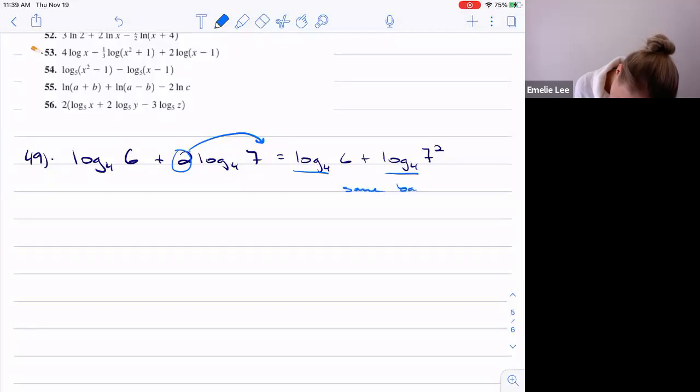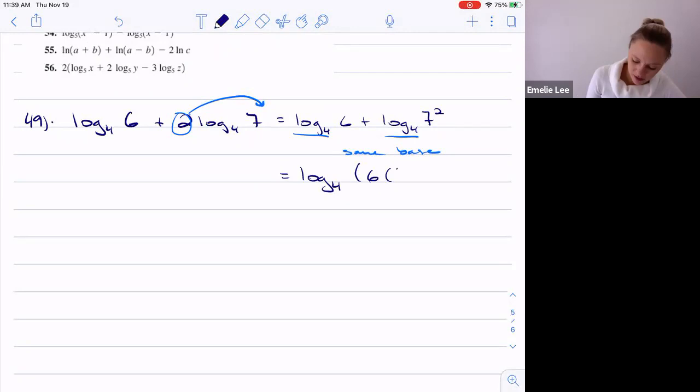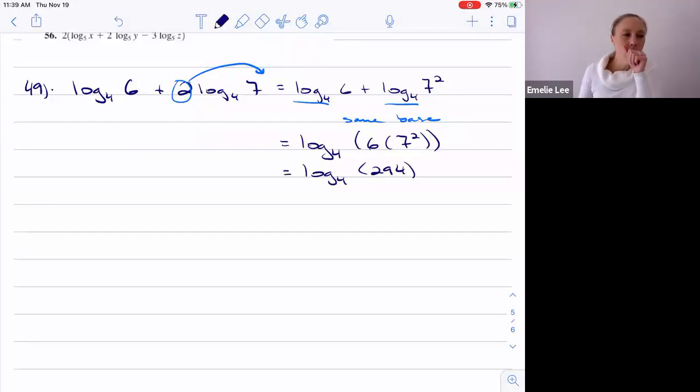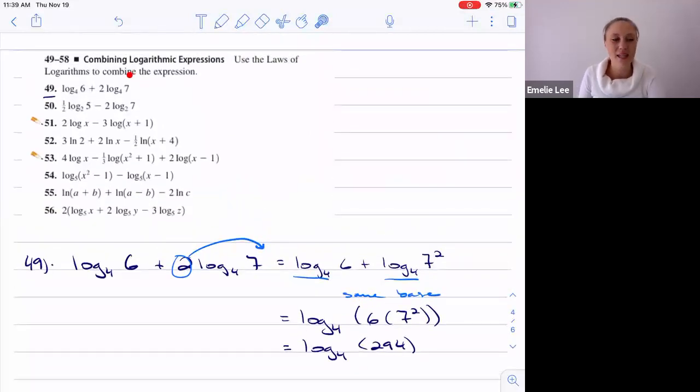Okay. So we have the same base, so I'm allowed to combine these. Adding means that I'm going to be multiplying inside. So this becomes log base 4 of 6 times 7 to the power of 2, which is 49. You can just leave it as 7 to the power of 2 if you want. 6 times 49 is 294. So this is log base 4 of 294. This is as combined as we can get. Right, log base 4 of 294.